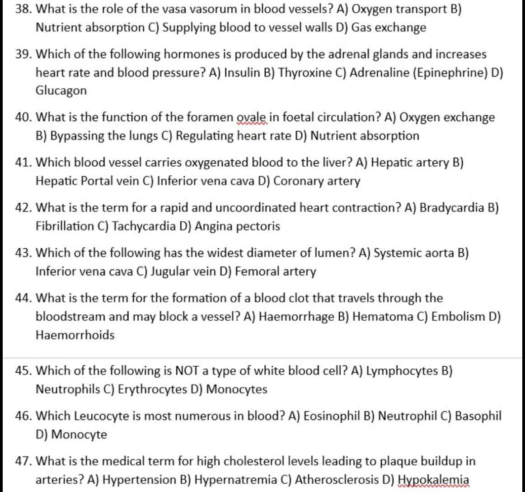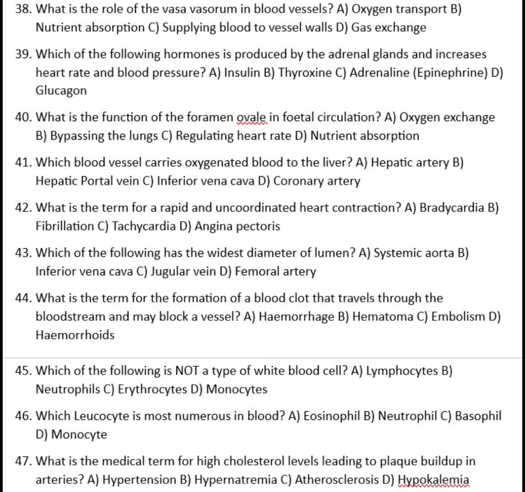42. What is the term for a rapid and uncoordinated heart contraction? A. Bradycardia. B. Fibrillation. C. Tachycardia. D. Angina pectoris. 43. Which of the following has the widest diameter of lumen? A. Systemic aorta. B. Inferior vena cava. C. Jugular vein. D. Femoral artery. 44. What is the term for the formation of a blood clot that travels through the bloodstream and may block a vessel? A. Hemorrhage. B. Hematoma. C. Embolism. D. Hemorrhoids.